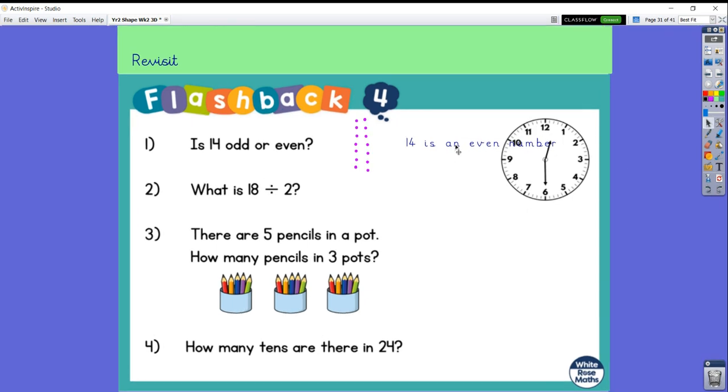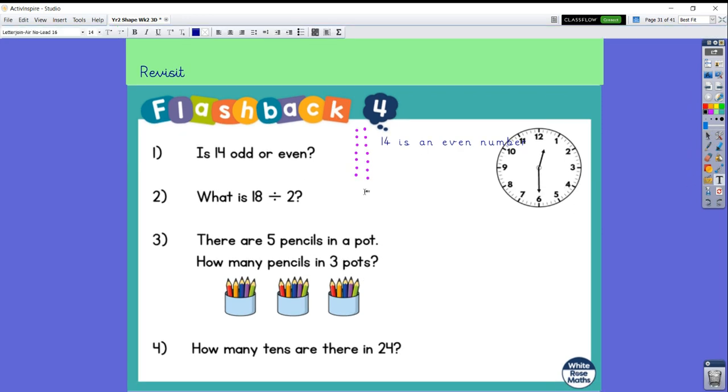Okay, now let's have a think. What is 18 divided by 2? I'm going to use my 2 times table to help me. And I know that 2 times 9 equals 18. So 18, got my math symbols, divided by 2 equals 9.